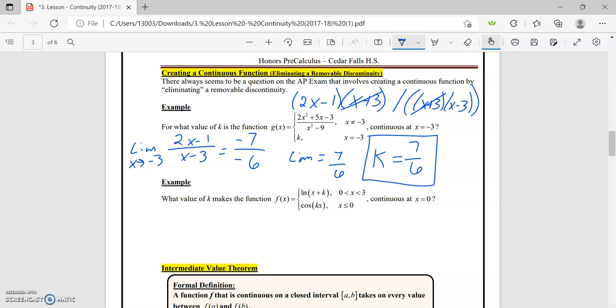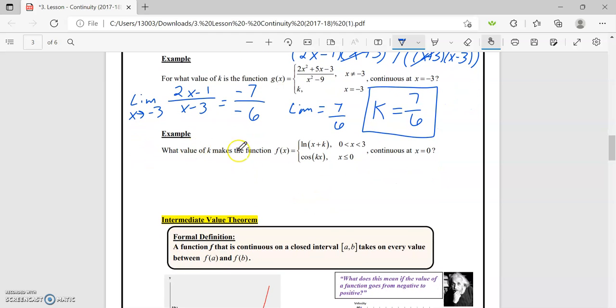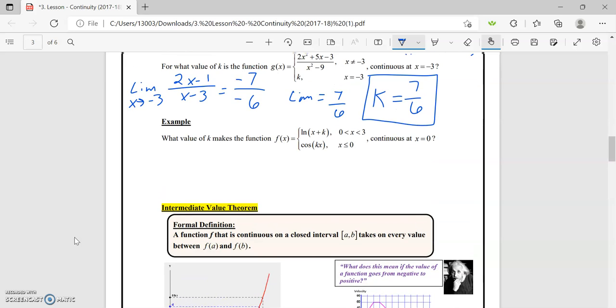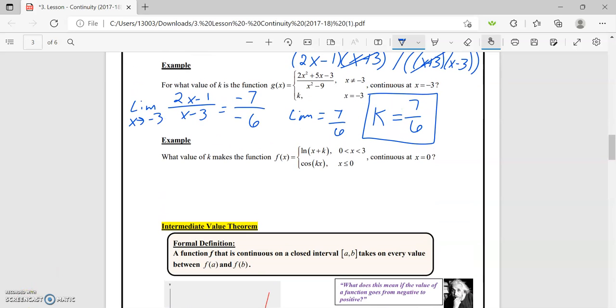So finding or creating continuous functions is as simple as identifying where the hole is, and once you identify where the hole is, you find the limit of the function at that point, and whatever that limit is becomes the function value for k. Okay? We could look at another example here, but I am going to wrap this video up. We've talked about enough as it is, so the last thing we would do is talk about the intermediate value theorem, but that is for another video.